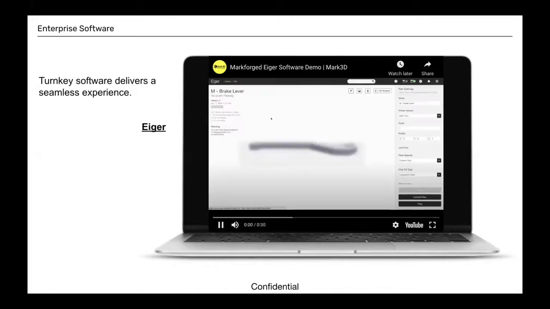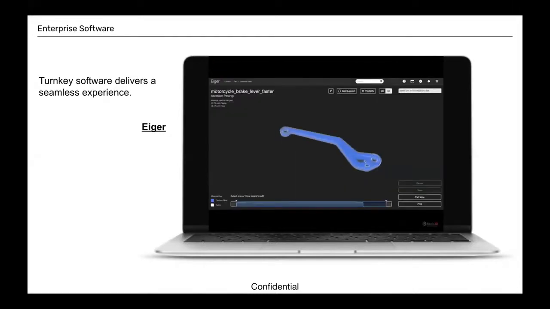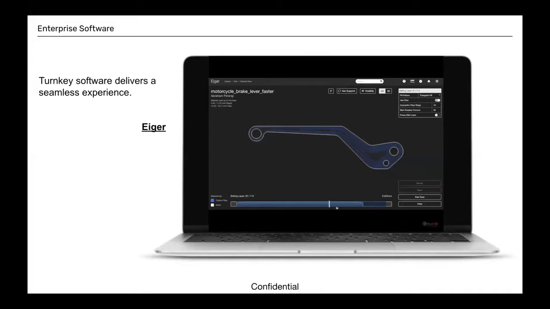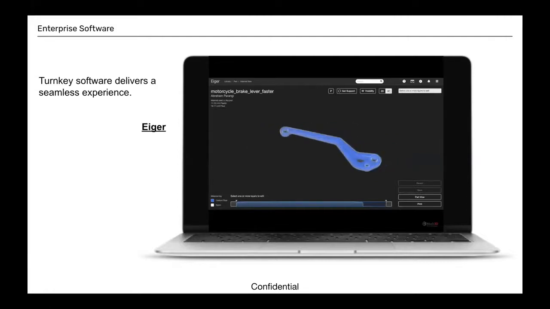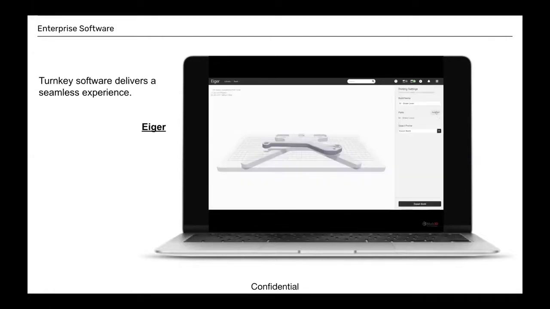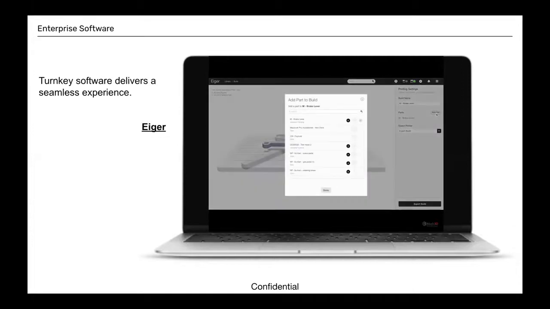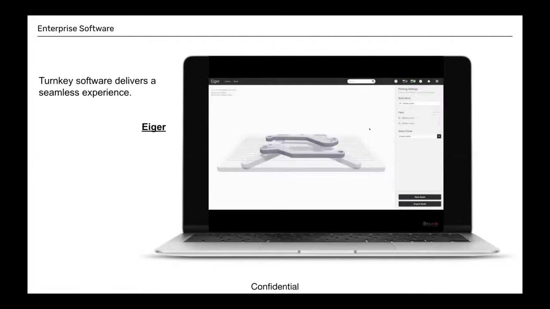As an example of our software, which is cloud-based, here's what the interface looks like. You can see the internal view with the continuous fiber in that particular composite part. You can move through the layers, have a look at the 3D version, and once you're happy with it, you can print and add more parts to that build platform.